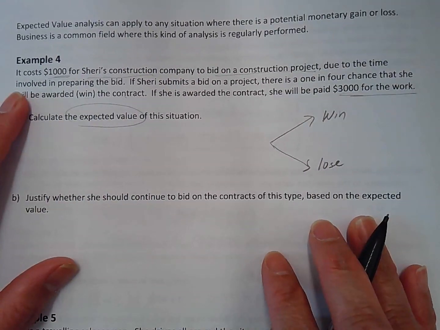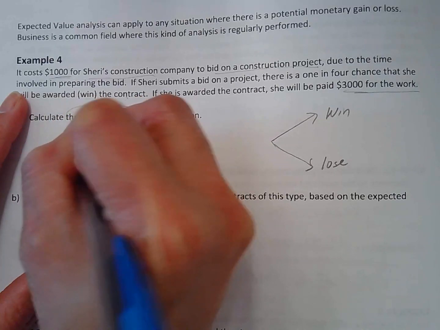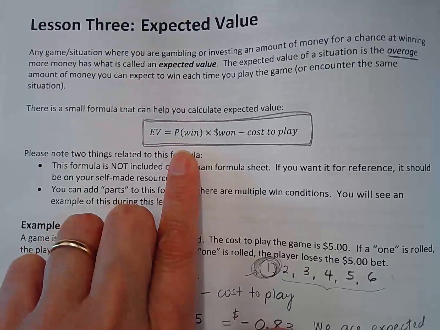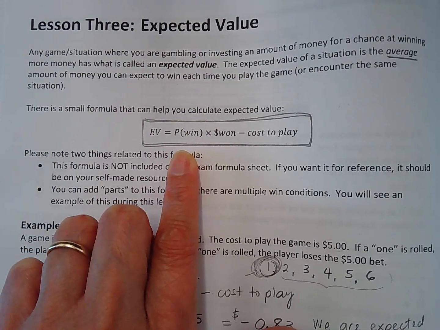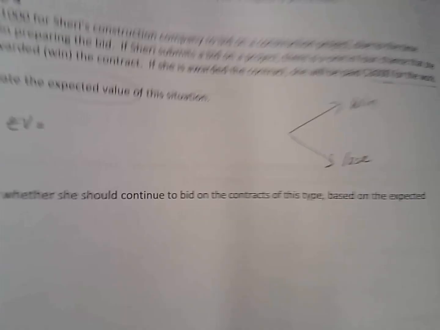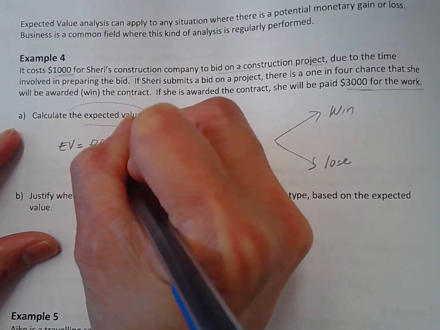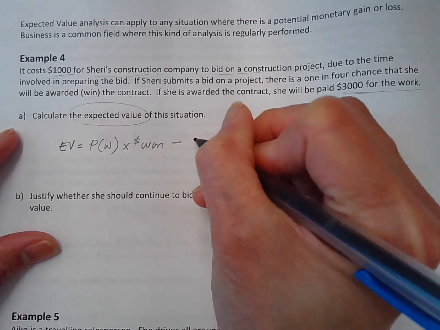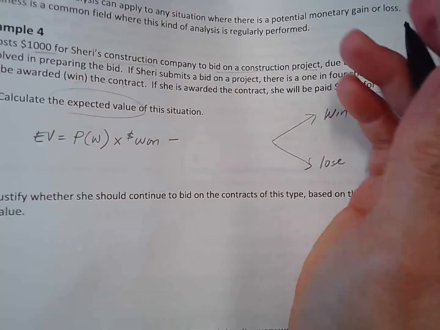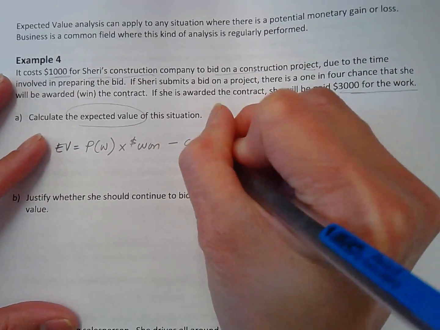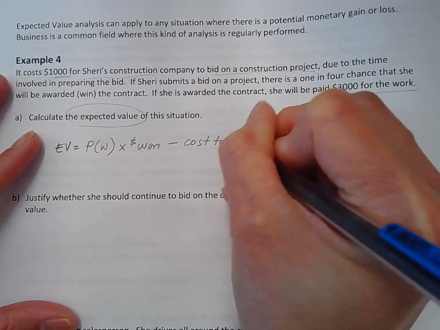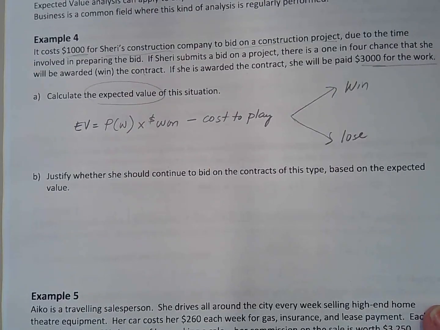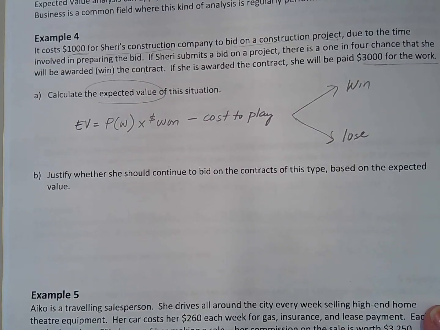So it says here, if that's the case, then we can just use the formula at the front, right? We can just use the formula at the front. So probability of win times money won minus cost. Cost to play, or cost to participate in this bidding.